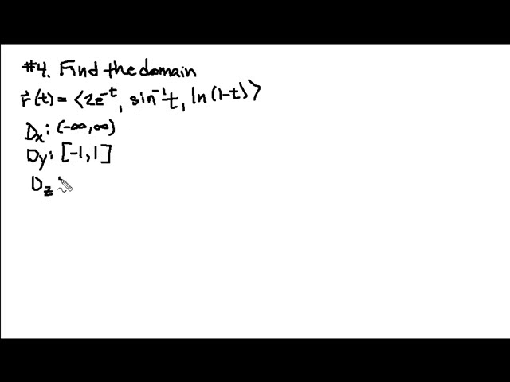And now let's look at the domain of z. That's a natural log function, the natural log of 1 minus t. We want to see where the argument is positive. So we solve the inequality 1 minus t is greater than 0. And that gives us that t is less than 1. So now what we want to be thinking is, what do these domains have in common? Let's go ahead and write this one as an interval as well. Notice that we're not including the 1 in this case.